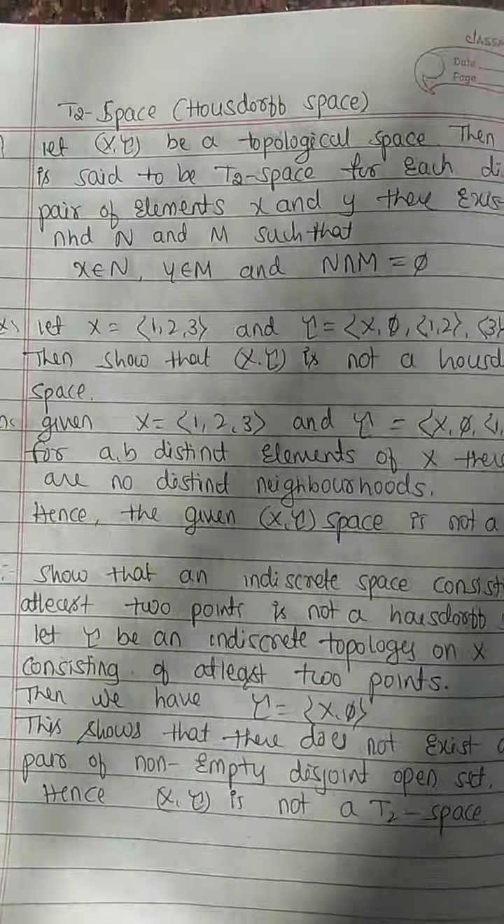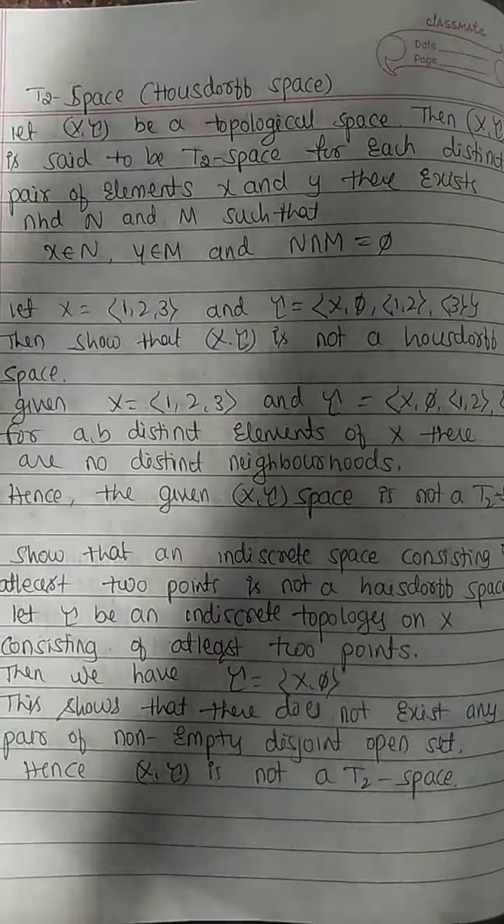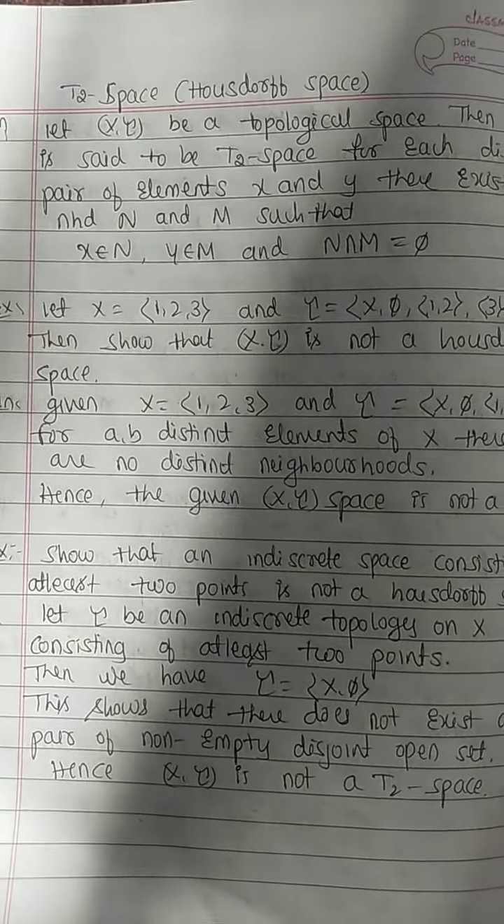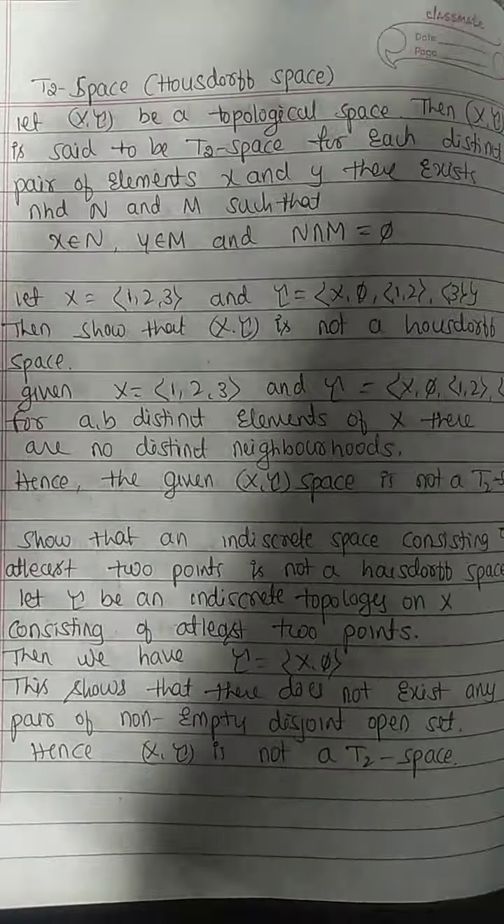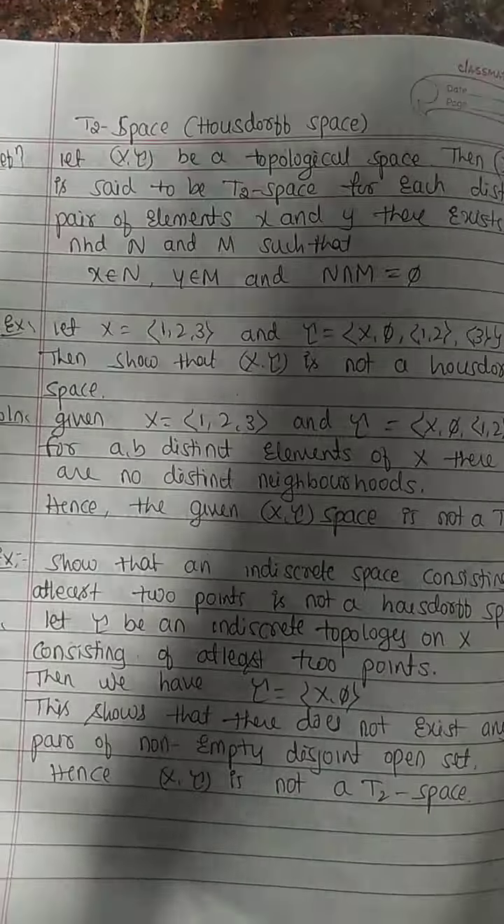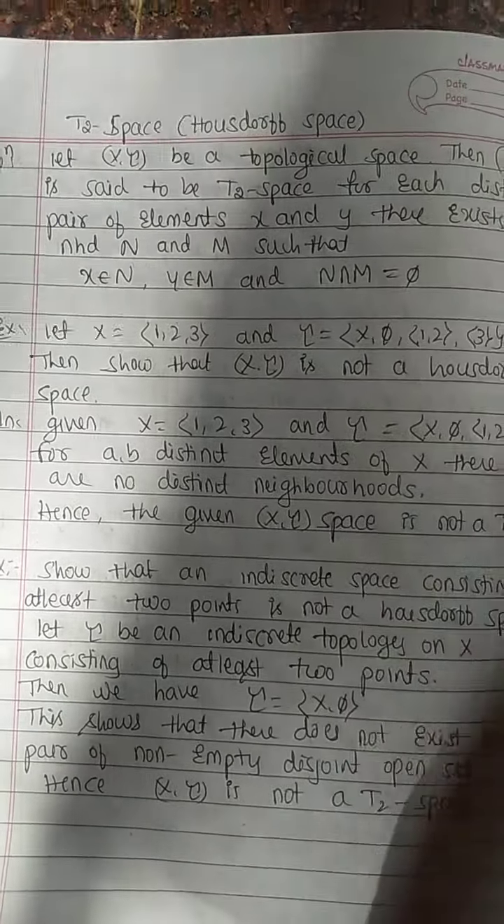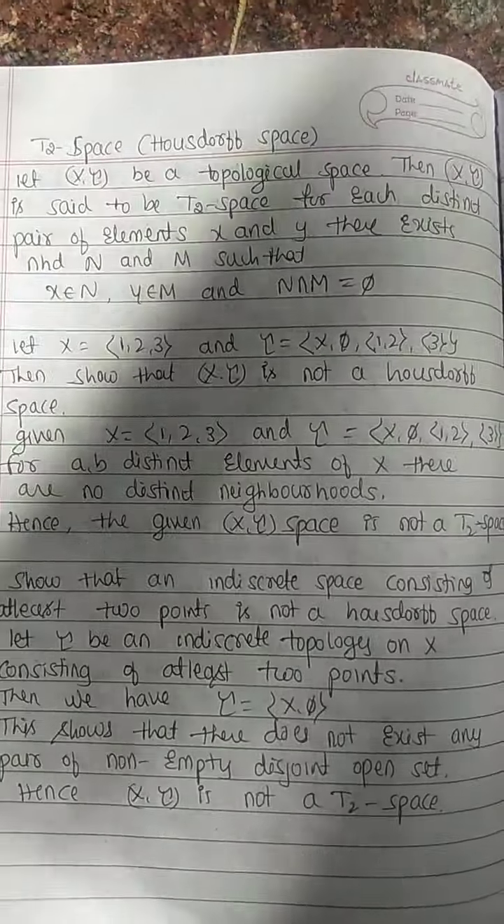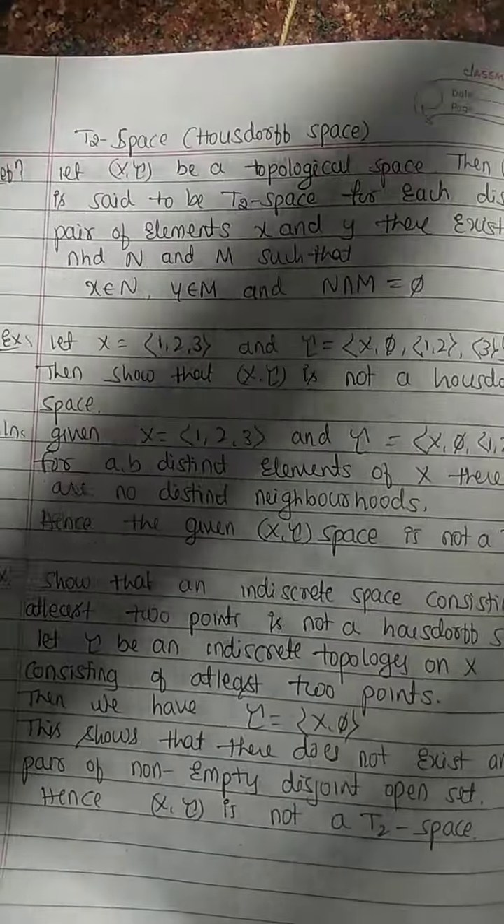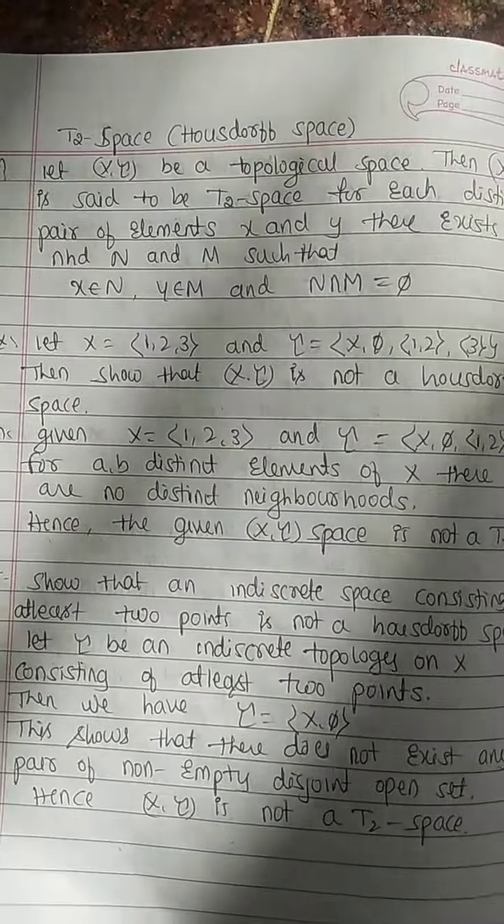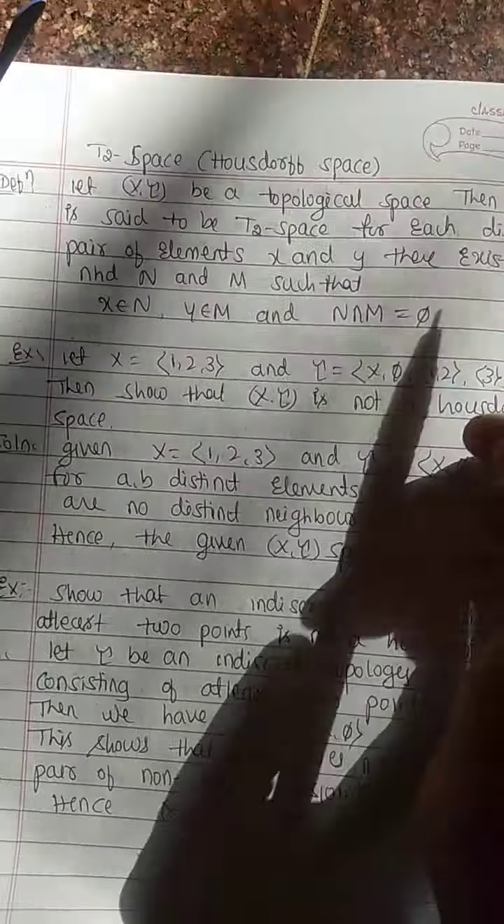In the last class we have studied T0 space and T1 space and solved some examples and proved some of the theorems on T0 space and T1 space. Okay, now I am going to discuss T2 space. T2 space is also called Hausdorff space.